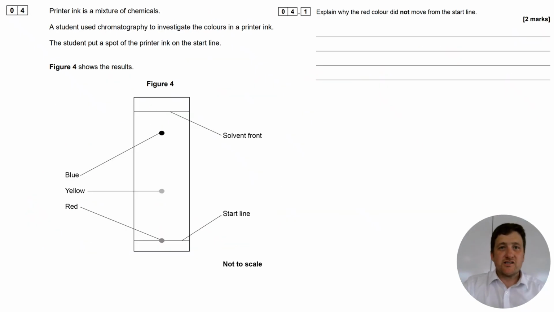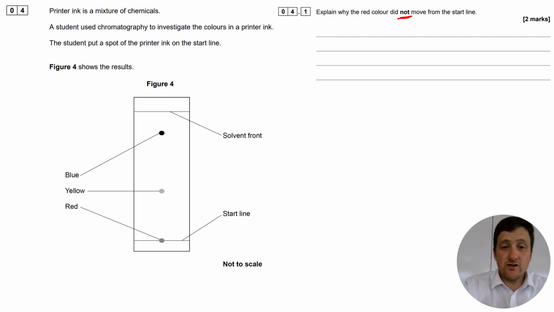Okay, printer ink is a mixture of chemicals. You can see this is our chromatography. It's a very common question or topic because it is a required practical. So explain why the red color did not move. So we're not talking about the movement this time, but it is still chromatography. It's still to do with solubility.